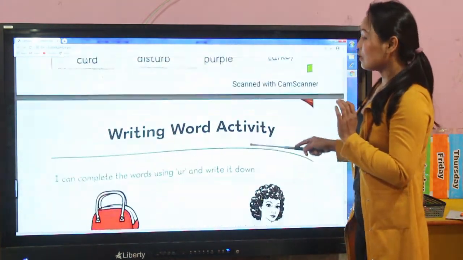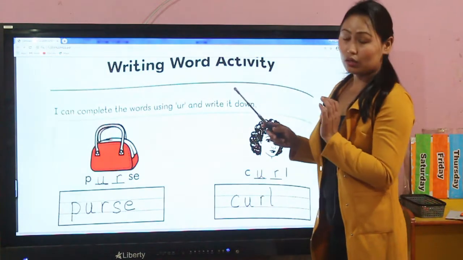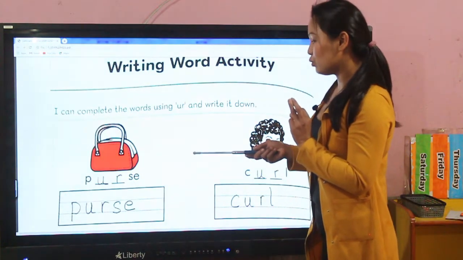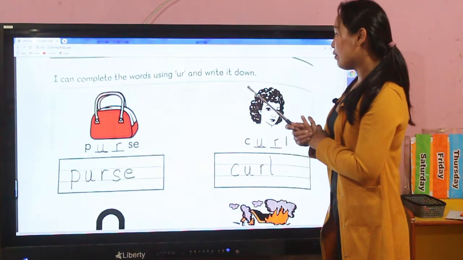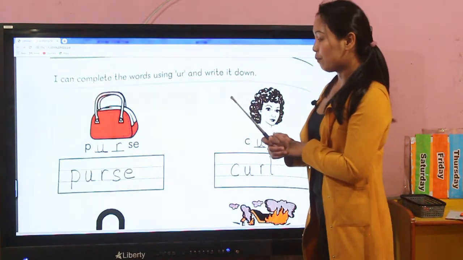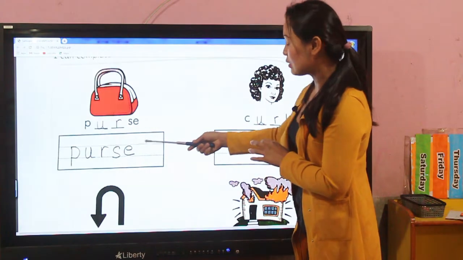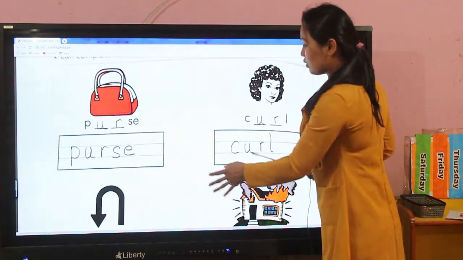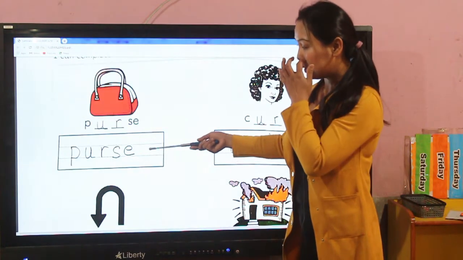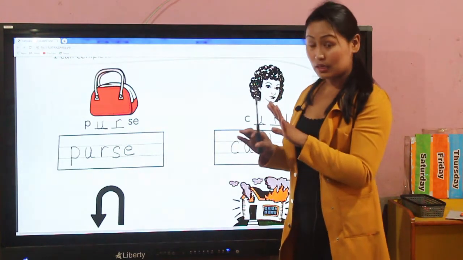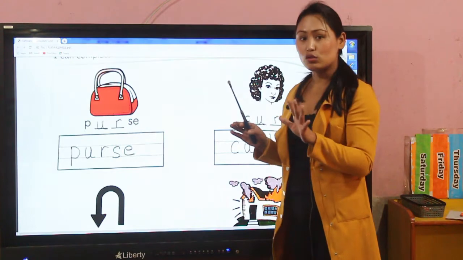Now let's see the writing activity related to UR. Complete the words using UR and write them down. Actually, in your book it is not written there. I have done this to make your concept clear; it isn't written in the book, you just have to write it yourself.